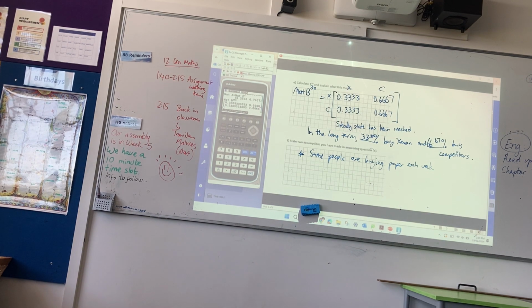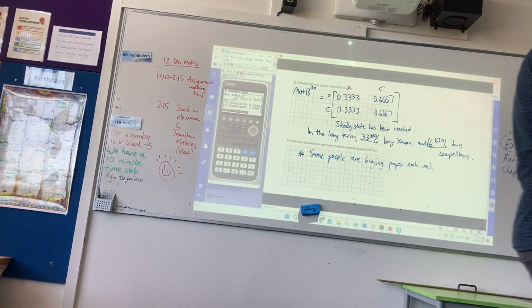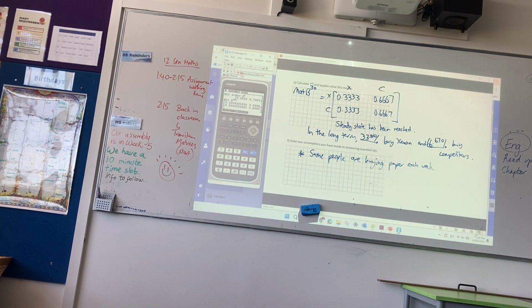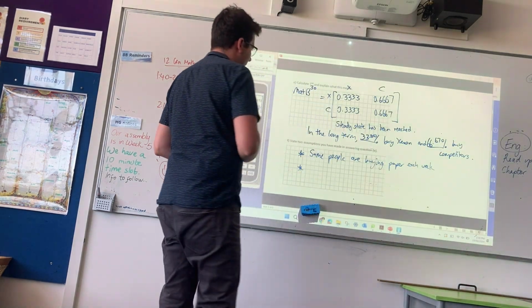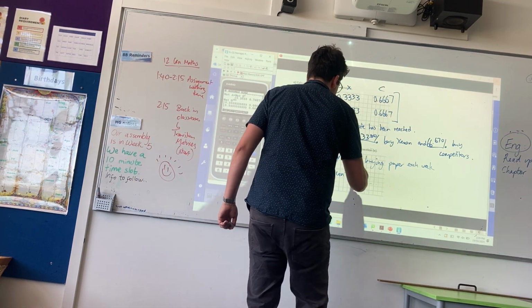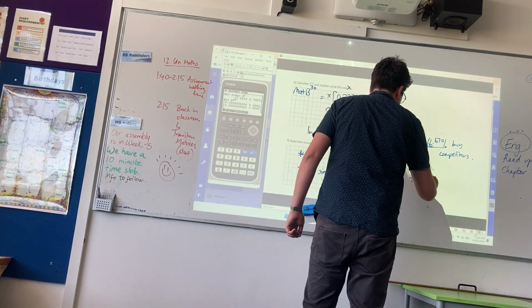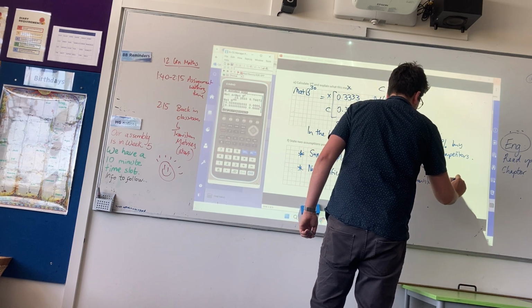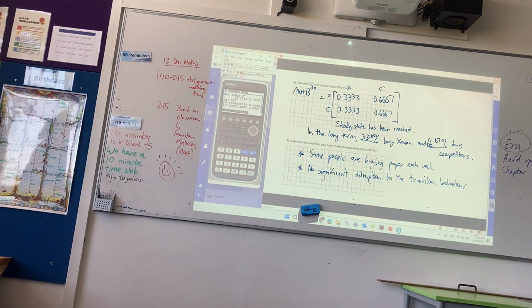In other words, mathematically, we're assuming that the same people are in the model each week. I guess we're also assuming that there's no significant disruption to the transition behaviour. There's no significant disruption to the transition behaviour. Can someone translate that for me? What do I mean by that?